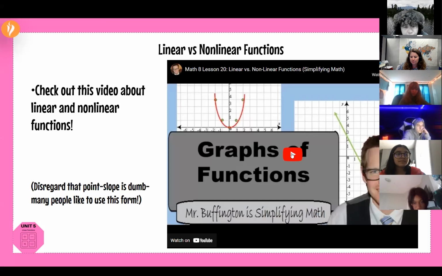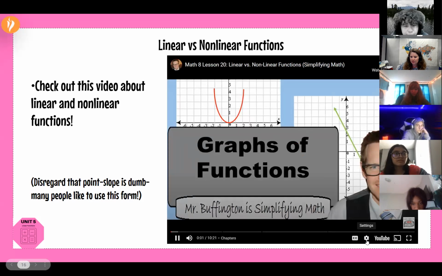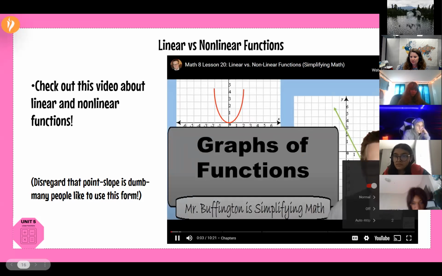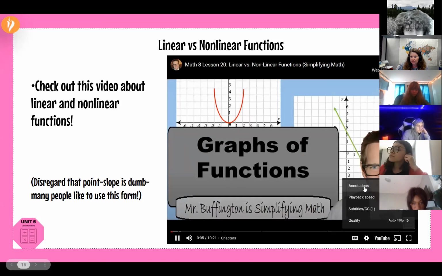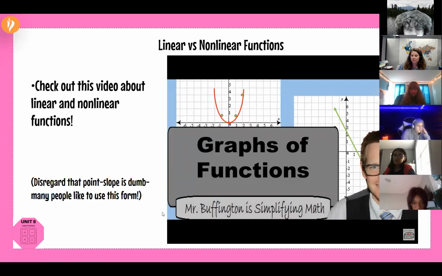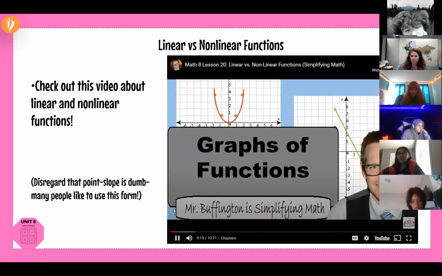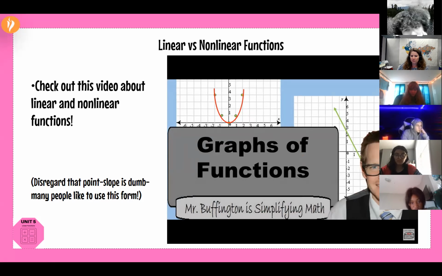Okay, here we go. Hello, this is Mr. Buffington, and we are going to look at graphs of functions today. So let's take a look here. The graph that you see up top with the green dots appearing and the other graphs are some examples of things that we will look at today.